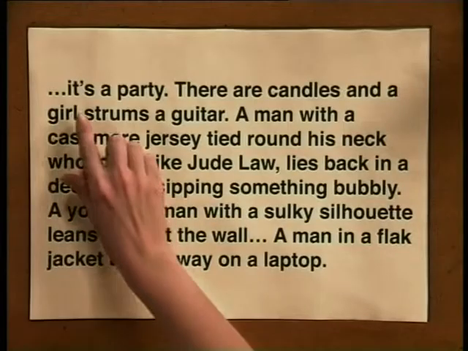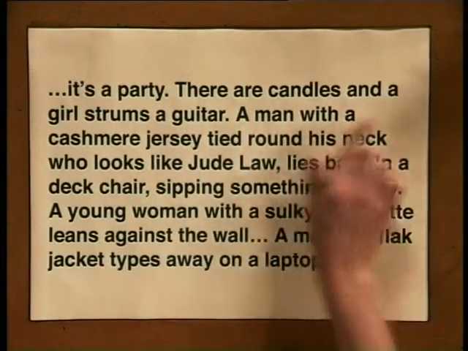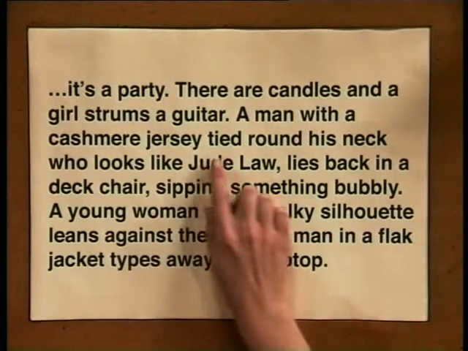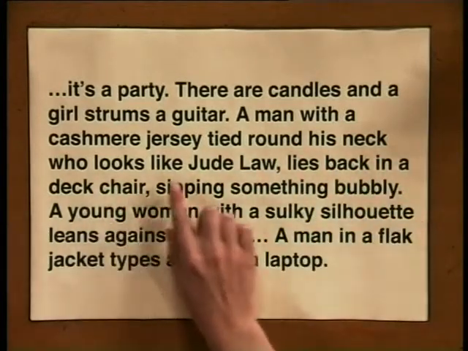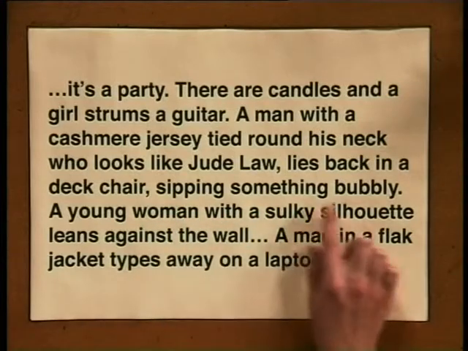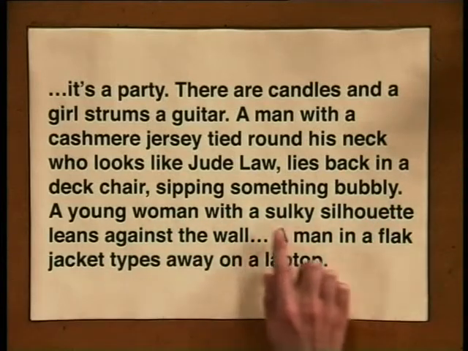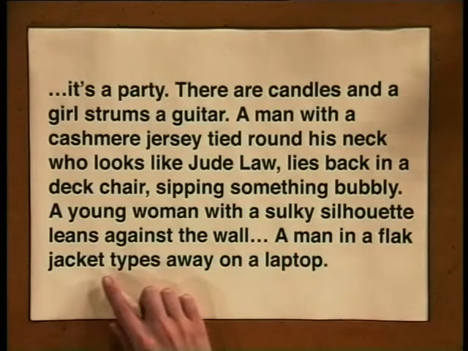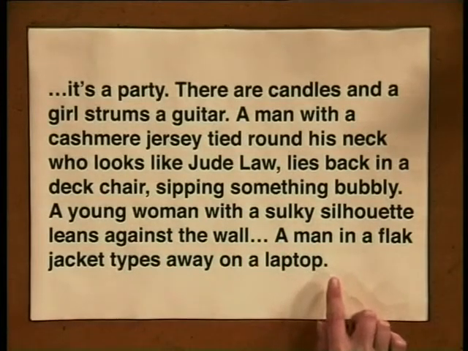We can see this when we carry on reading and see Lynn Sampson's description of what it was like in the queue. It's a party. There are candles and a girl strums a guitar. A man with a cashmere jersey tied round his neck, who looks like Jude Law, lies back in a deck chair sipping something bubbly. A young woman with a sulky silhouette leans against the wall. A man in a flat jacket types away on a laptop.